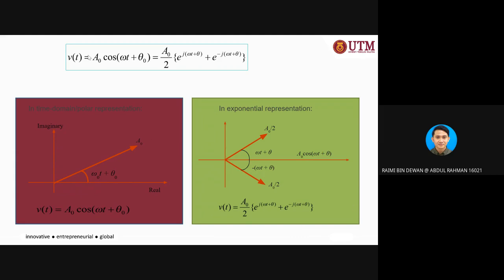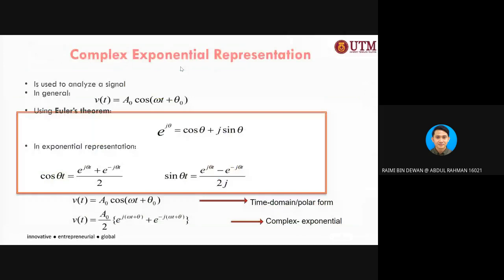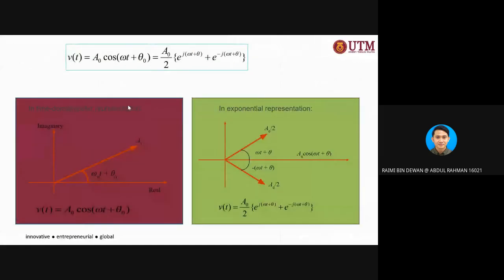Okay, so where were we? Here is the complex exponential form. Now you can see the difference in the graph. We have the time domain polar representation, and then we have the exponential representation. We have two, and we can see the difference.